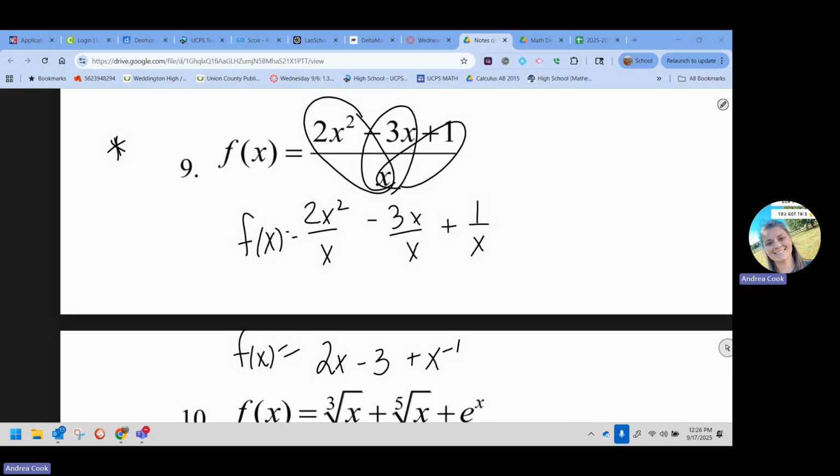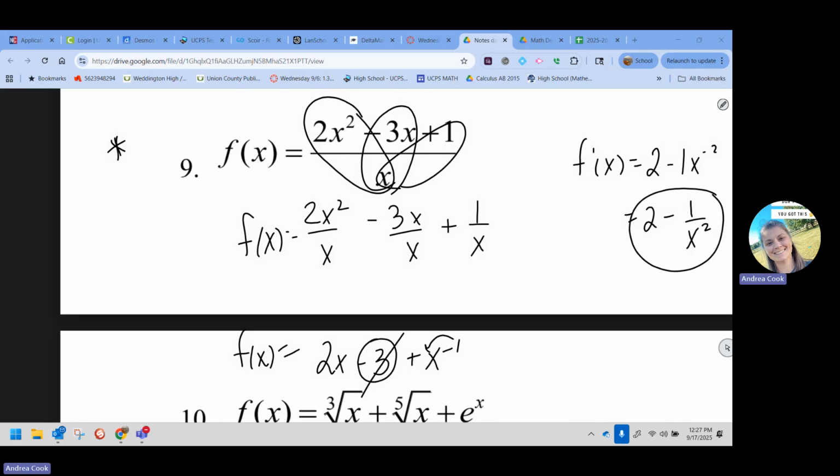I've got a constant times x and a constant and then x to a power. So my derivative for this one would be 2x will just go to 2. This -3 is a constant, so that will go to 0. And then power rule here is going to be -1 x to the -2. And so I would just call that 2 and then -1 over x squared.